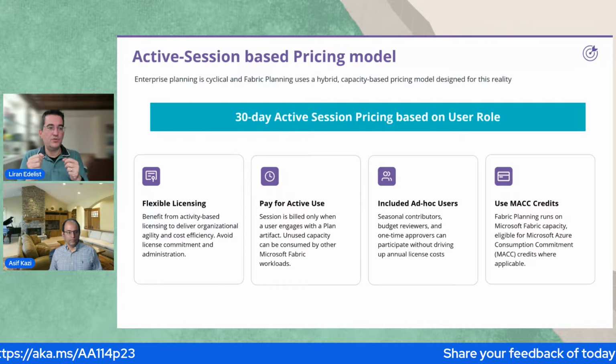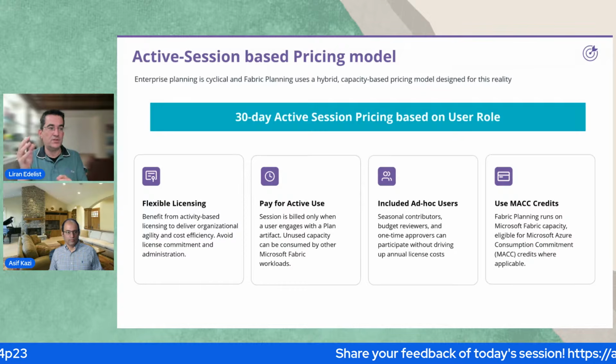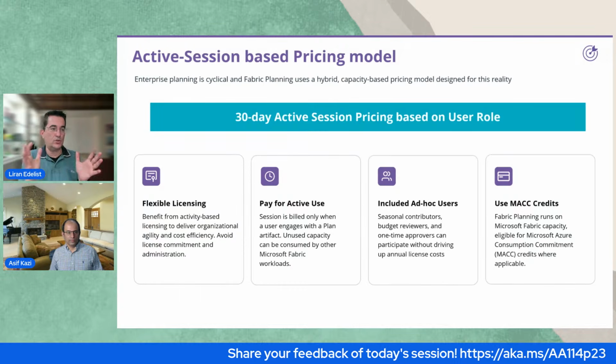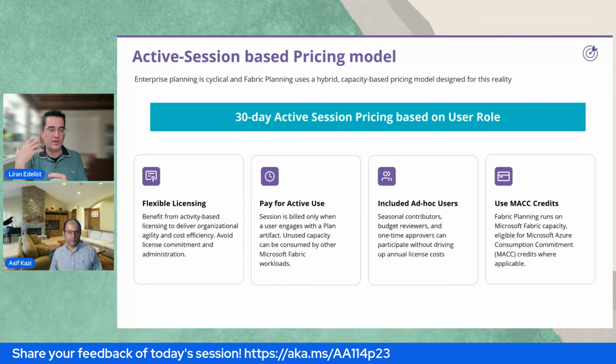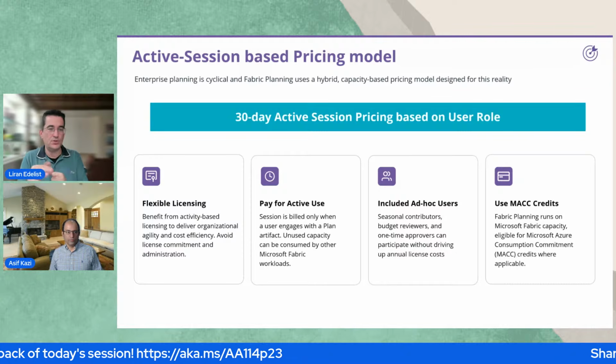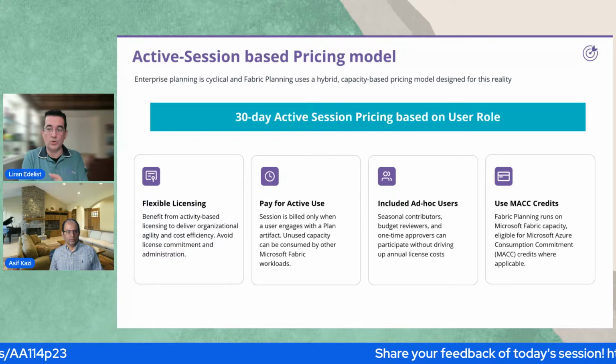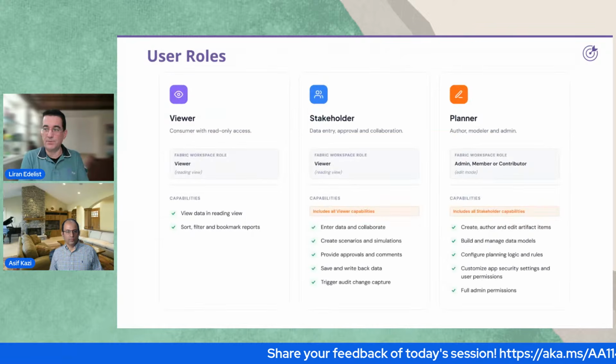It means that if you do ad hoc planning, or if you have seasonal users that are planning once a year, it's all good. If you already have a MACC commitment with Microsoft and you have a committed amount of consumption units there, you can use that. But it's literally based on what you use, you pay only for what you use, and there is no pre-commitment for that.